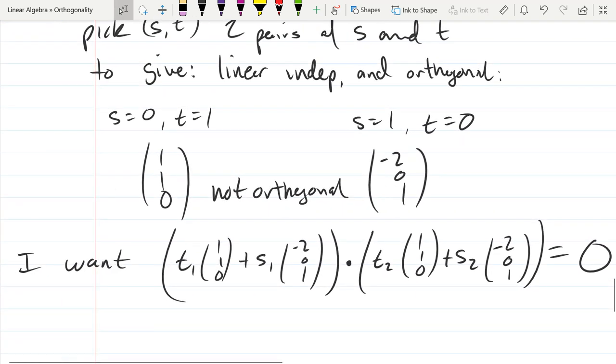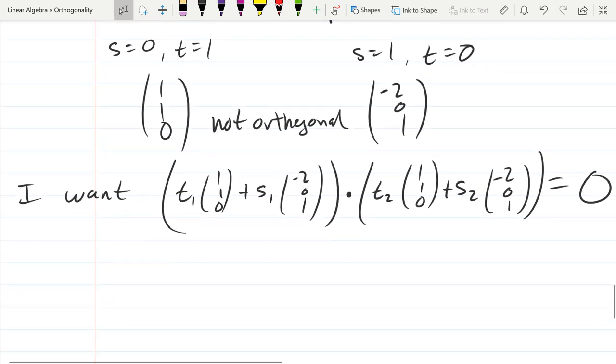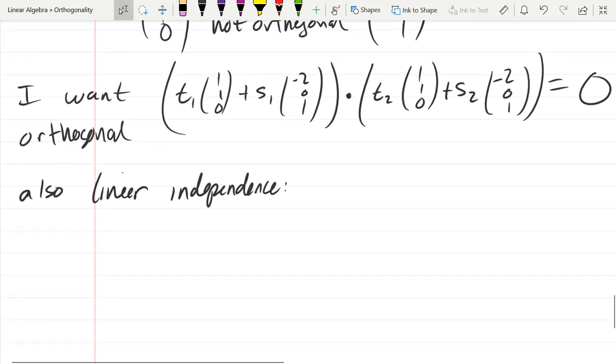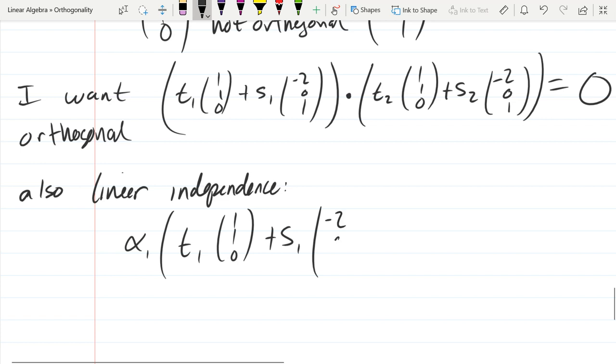All right, so what we wrote down last was that's the orthogonal equation right there. Now I'm going to write down the linear independence equation. So we also want linear independence. So we have our two vectors written out right above there. So we'll go with alpha 1 times the first vector plus alpha 2 times our second vector.